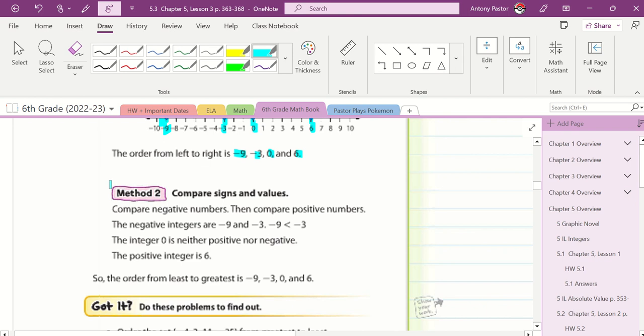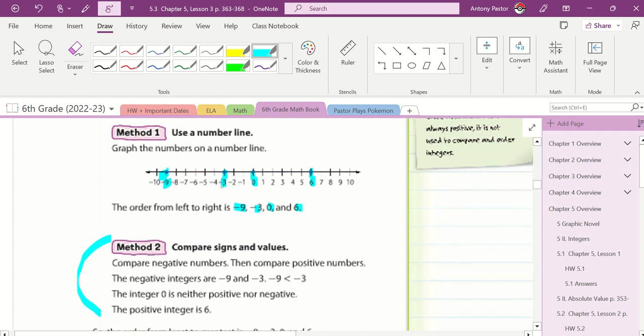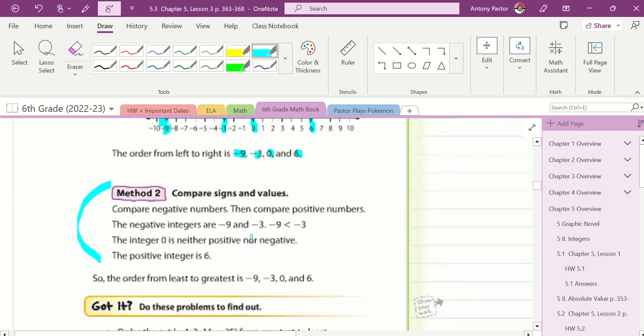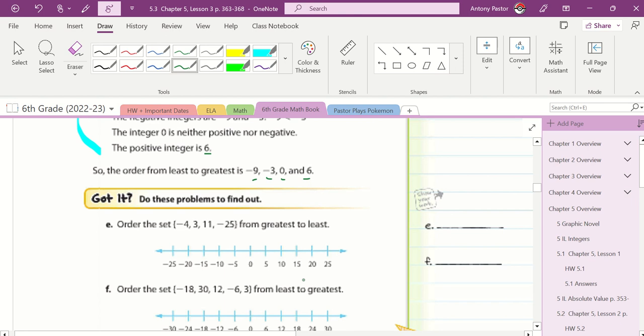We're going to go ahead and do this one without using a number line. Compare the negative numbers and compare positive numbers. The negative integers are -9 and -3. -9 is less than -3 because remember on a number line, -3 comes closer to the right. 0 is neither positive nor negative, so it'll be between negatives and positives, which is where it is here. We have 2 negatives, then 0, and then lastly our positive, which is 6. So it'd be -9, -3, 0, and 6.